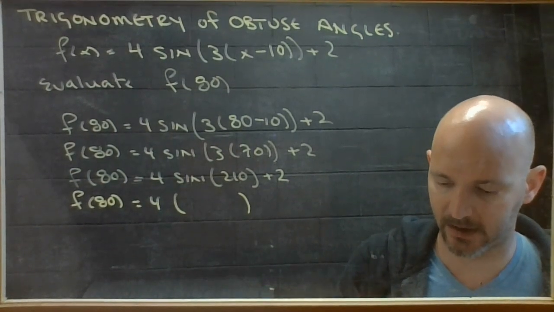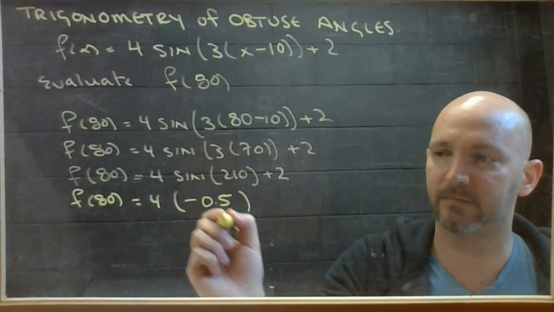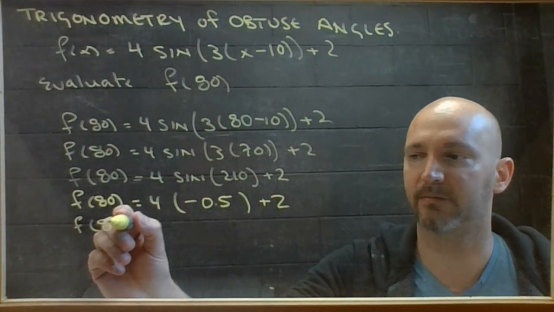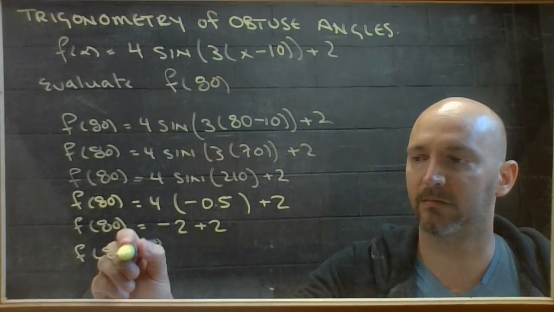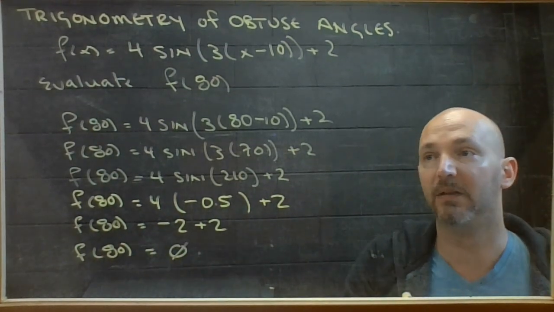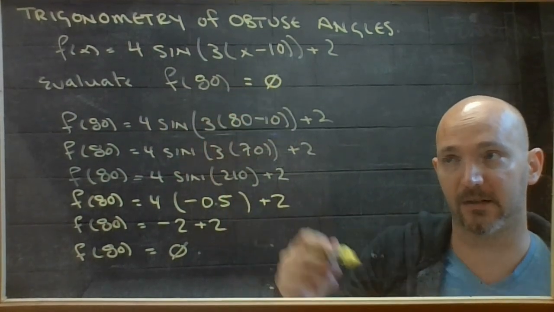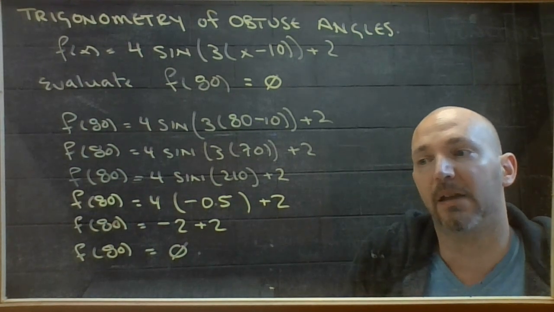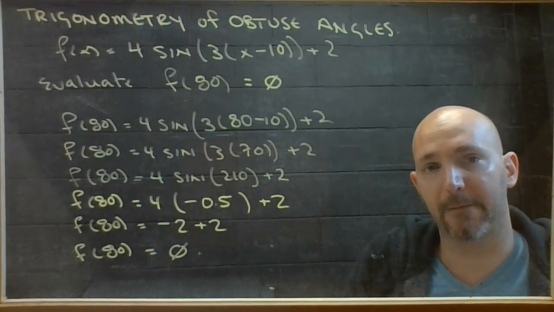Sine of 210 gives me negative 0.5. 4 times negative 0.5 is negative 2. And negative 2 plus 2 is 0. So you've evaluated that this function at 80 degrees is 0. Evaluating is easy. You just pop the number in, see what you get.